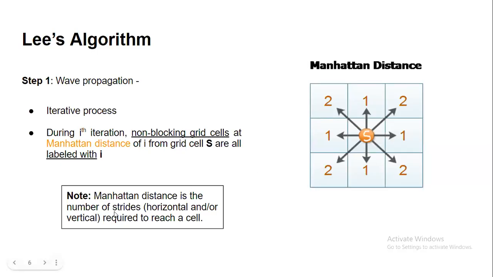Manhattan distance is the number of strides, horizontal or vertical, required to reach a cell. তার মানে হচ্ছে এই ম্যানহাটন ডিস্টেন্সটা নাথিং বাট সাম সর্ট অফ স্টেপ, টোটাল নাম্বার অফ স্টেপ ইউ নিড টু টেক from S to reach that cell. So consider this cell. You just need one horizontal step. You will reach here. So this is called the block is 1 Manhattan distance away from the source.